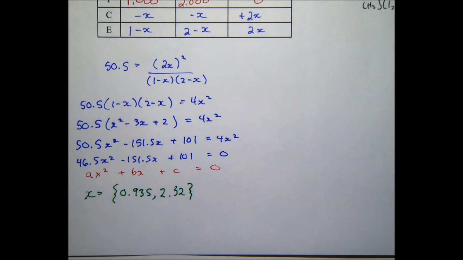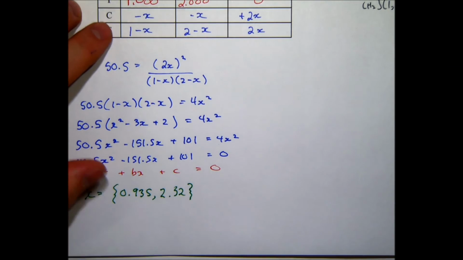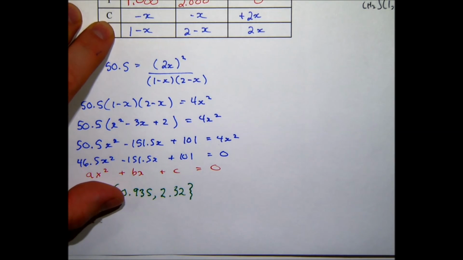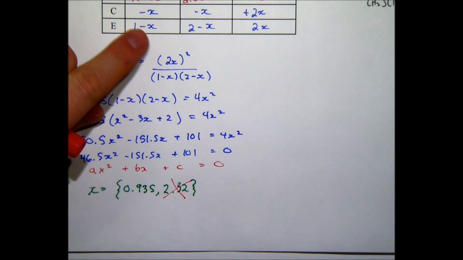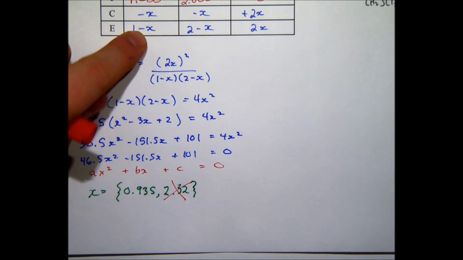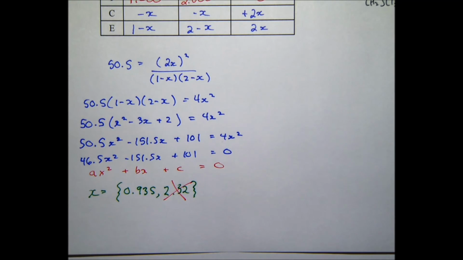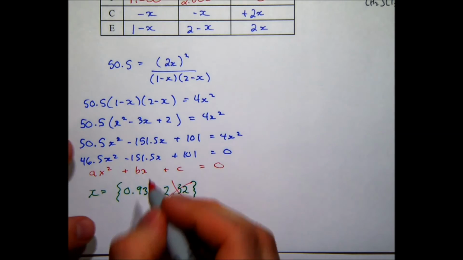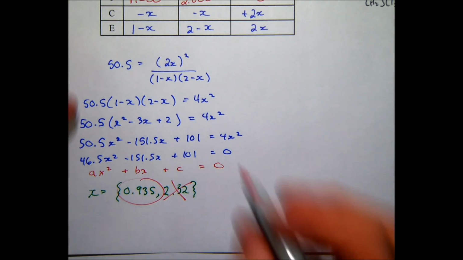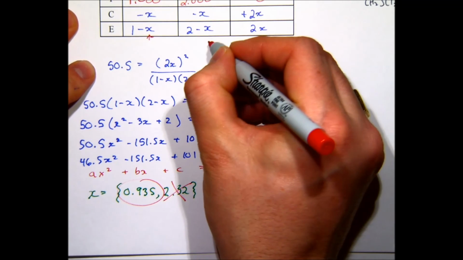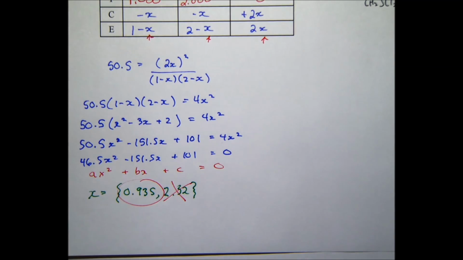So then you look at the two roots and then you go back up to your equilibrium line and you say, okay, which one makes sense? And you cannot use the 2.32 because 1 minus 2.32 will give you a negative concentration. And a negative concentration doesn't make any sense. So your value of x has now been solved. You know what it is. It's 0.935. And you're just going to sub it in wherever you see x.